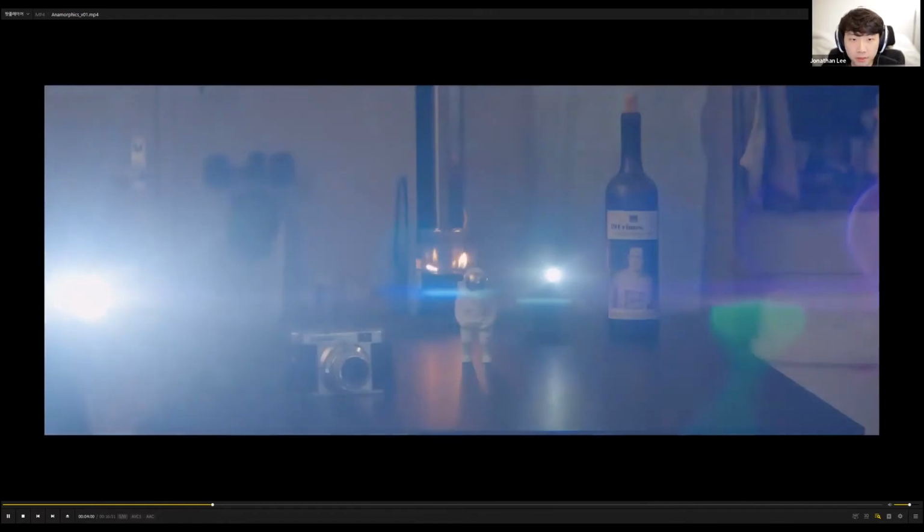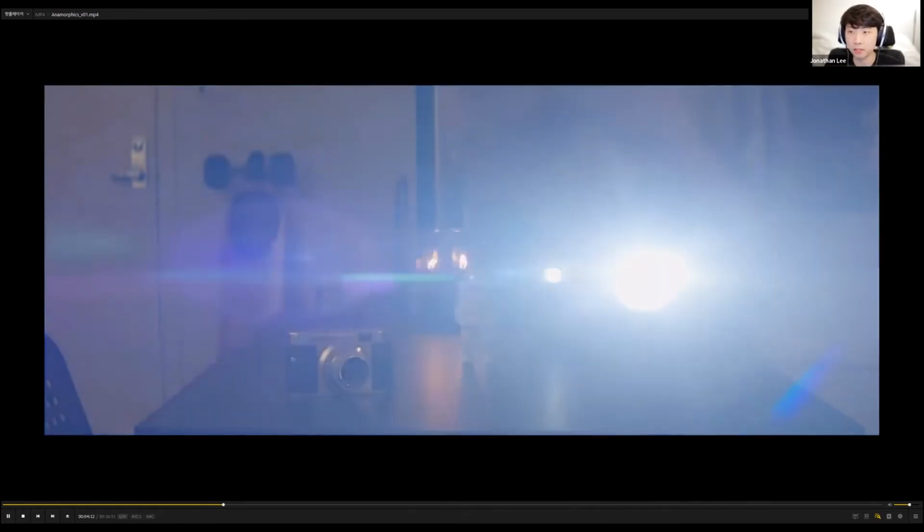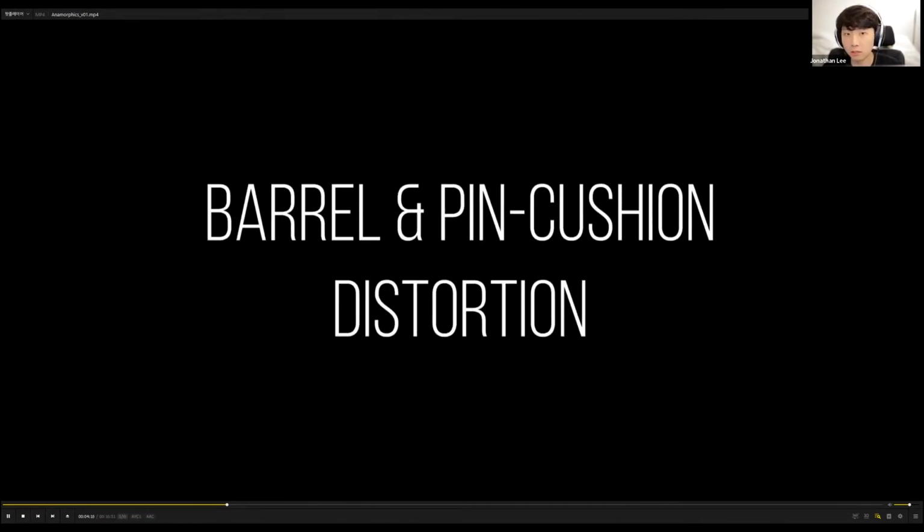And as you can see from this example, these flares often replicate the look of an iris. So from this example, you can see a kind of hexagonal shape, and the hexagonal shapes that are basically squished and stretched out vertically, horizontally.